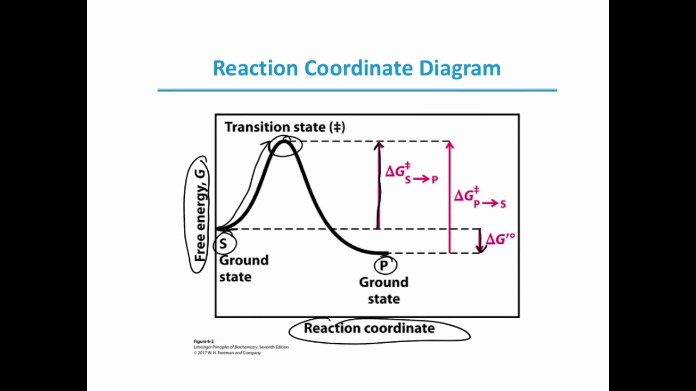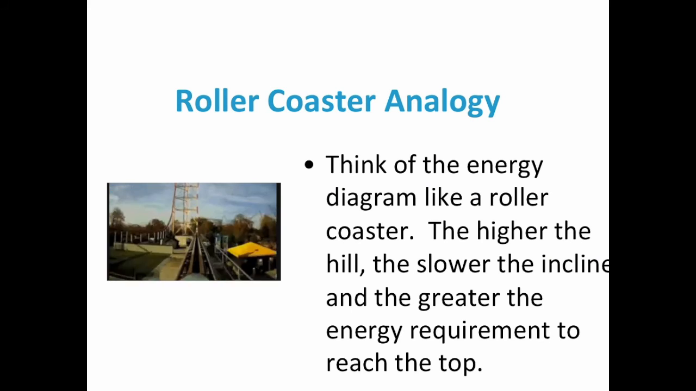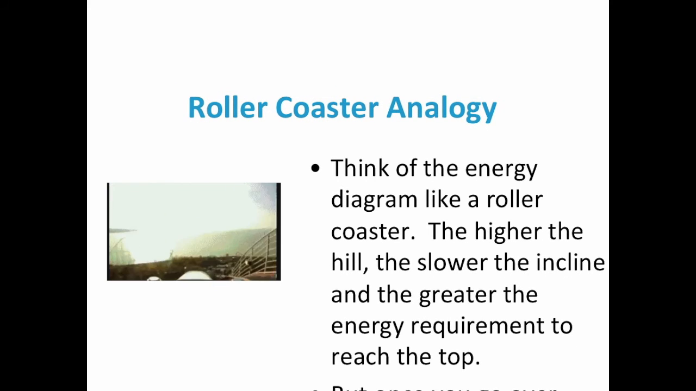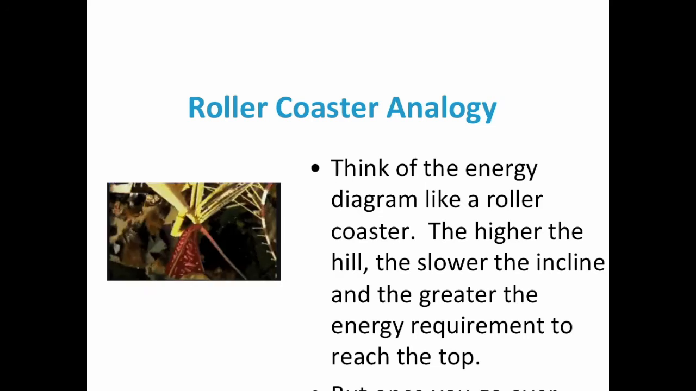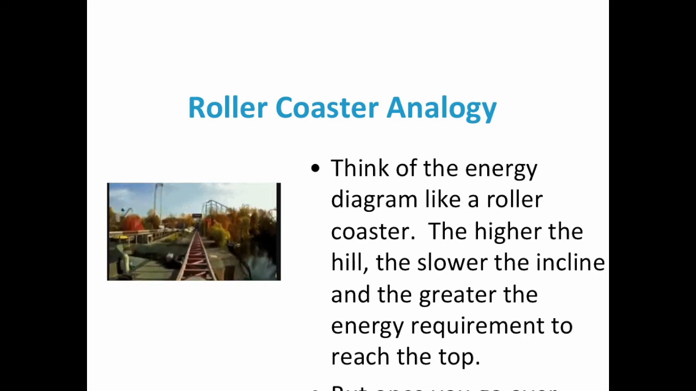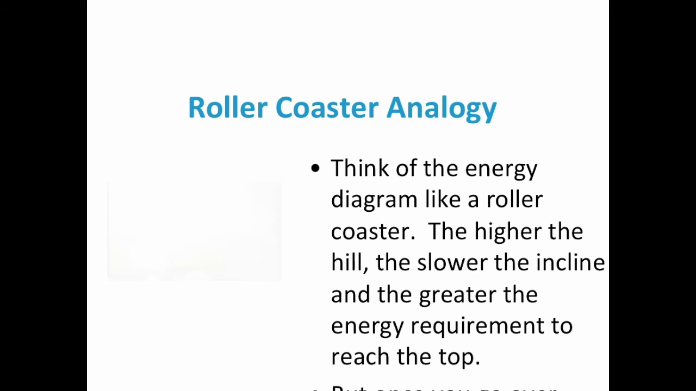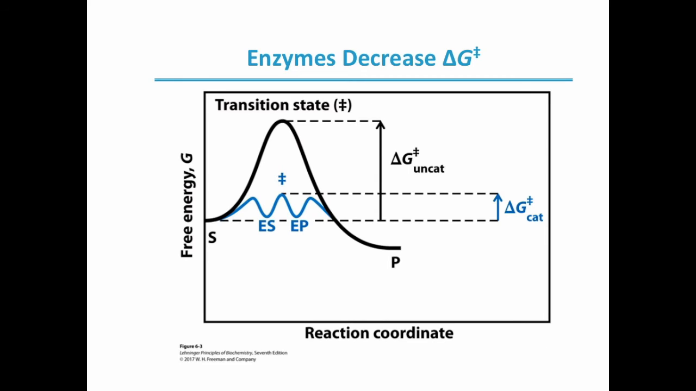The difference between the energy levels of the ground state and the transition state is the activation energy. The higher the activation energy, the slower the reaction. The lower the activation energy, the faster the reaction. Think of the energy diagram like a roller coaster. The higher the hill, the slower the incline, and the greater the energy requirement to reach the top. Enzymes work by decreasing the activation energy.